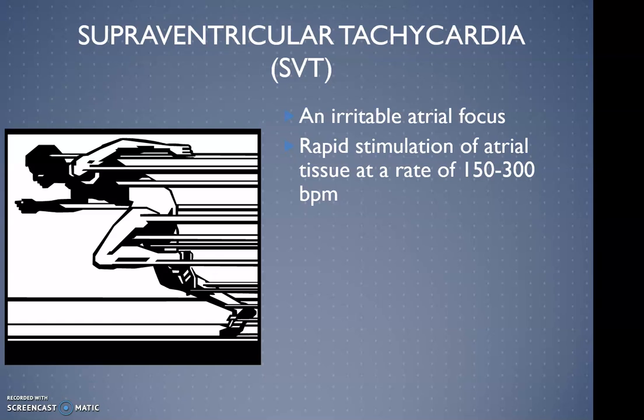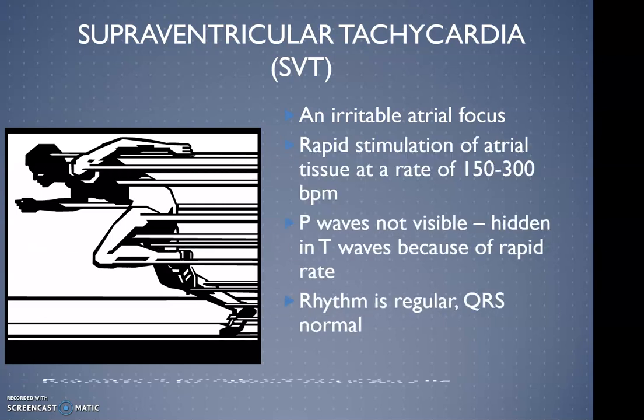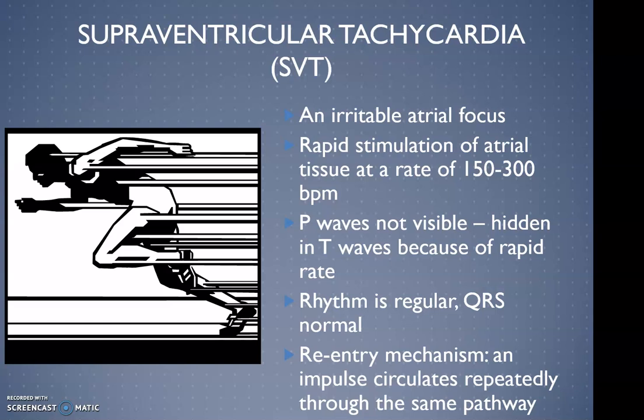Supraventricular tachycardia is caused by an irritable atrial focus. There is a rapid stimulation of 150 to 300 beats per minute. And the reason it's able to do that is it finds a pathway that it can just use again and again and again. And that's called a re-entry mechanism. So that allows it to be rapid.